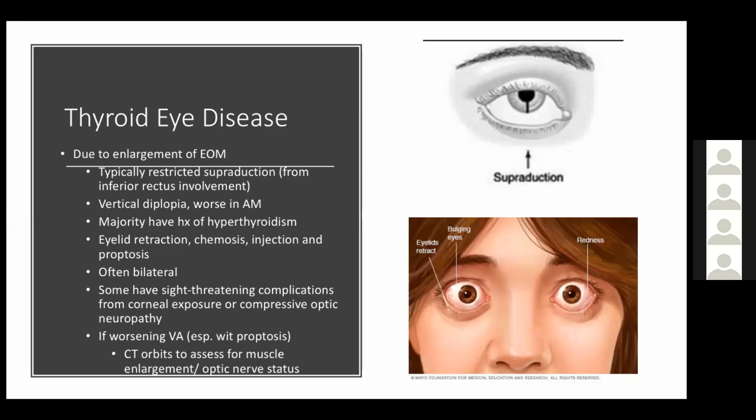Graves' disease can present in a similar pattern, with vertical diplopia worse in the morning. Usually the patient has a history of hyperthyroidism. However, if the patient is complaining of worsening visual acuity, do a CT of the orbits to assess for muscle enlargement or the optic nerve status.